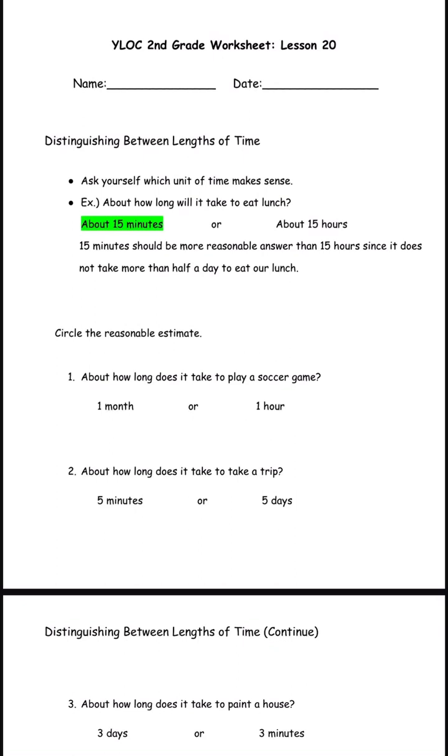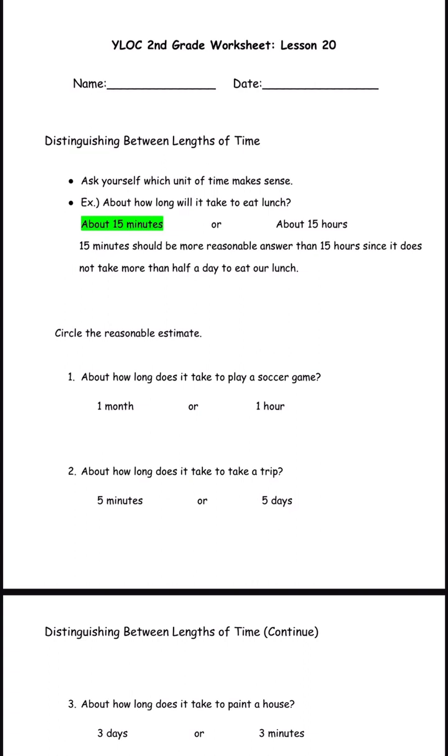Hello, today we're going to work on the Whitelock second grade worksheet, lesson 20. We're going to first distinguish between lengths of time. We have to first ask ourselves which unit of time makes sense. So we need to remember how we did all the worksheets before. We have to know the units, right?